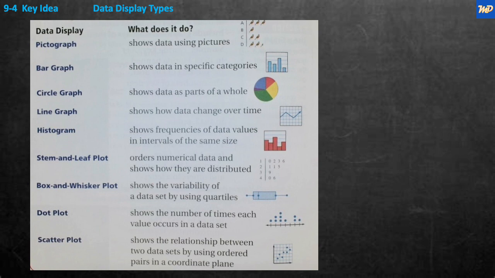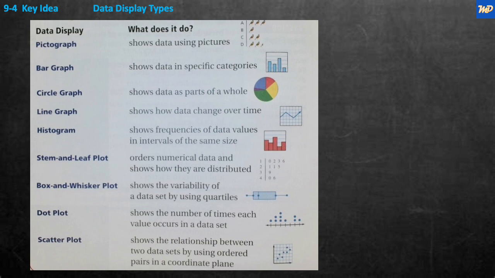You have a bar graph, which shows data in specific categories. A circle graph shows data as parts of a whole, like a whole year, 12 months, you could have 12 different sections. A line graph shows how data changes over time. You see it goes up or down. A histogram shows the frequency of data values in intervals of the same size. So from January to March and April to June, and then they can show you the data in that group or the quantity. So once a year and the frequency of a type of data.